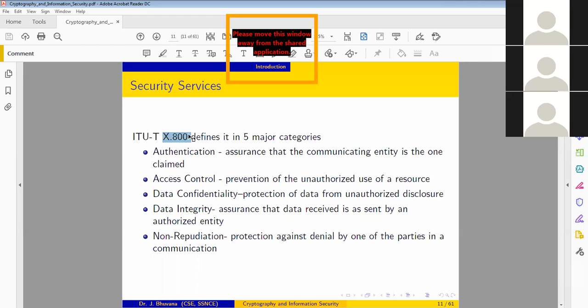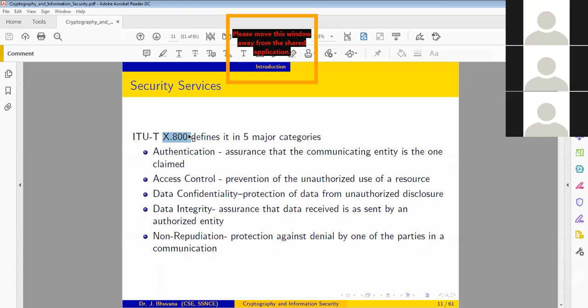And the next one is access control. Access control is a kind of authorization. Even if I'm talking to an authenticated person, that does not mean that the authenticated person is allowed to access all the data in my system. He's allowed to access some portion of the data, and he's not allowed to access the rest. So it defines which resource can be accessed in what way, whether it is readable, modifiable, or executable.